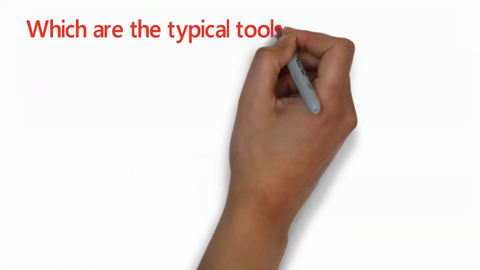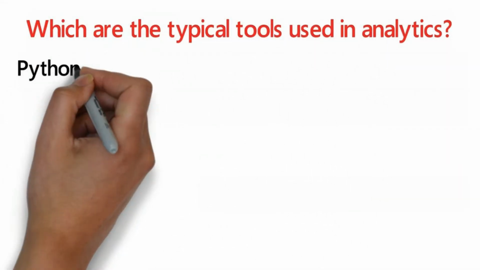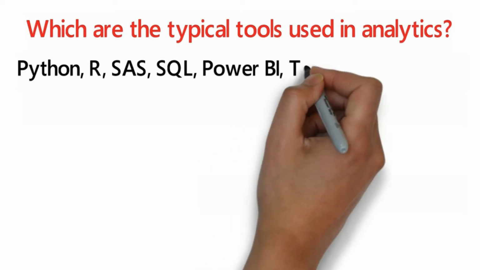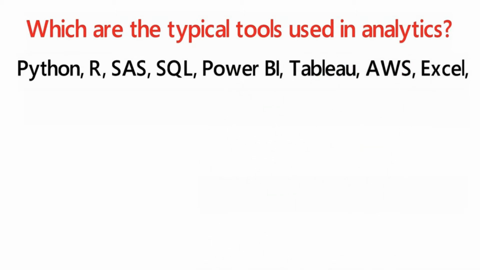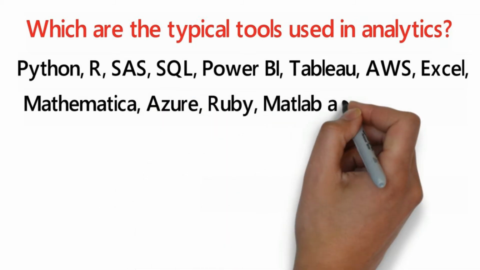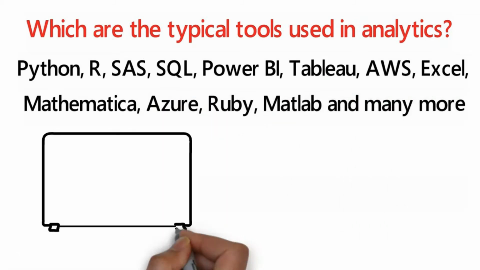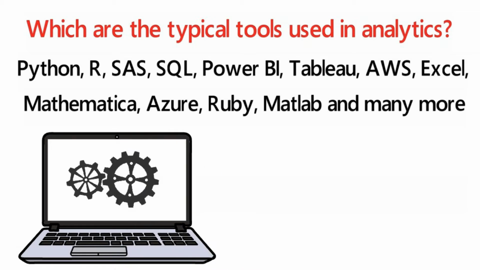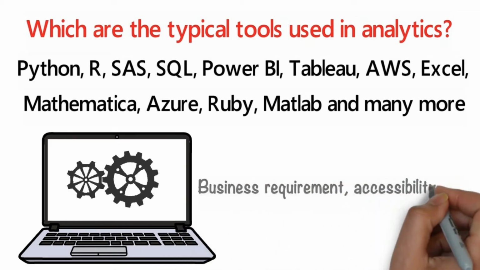Which are the typical tools used in analytics? Python, R, SAS, SQL, Power BI, Tableau, AWS, Excel, Mathematica, Azure, Ruby, MATLAB and many more. All these tools have their own usability and the choice depends on many factors like pricing, business requirement, accessibility, etc.